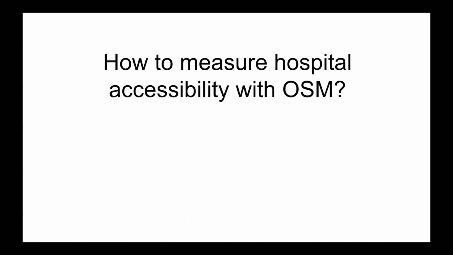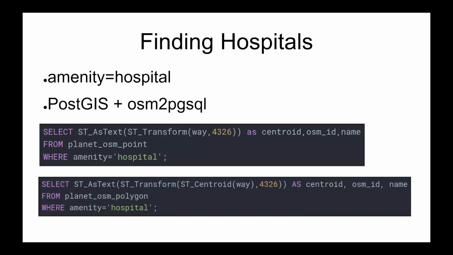So how can we measure hospital accessibility using OpenStreetMap? The first step is to find all the hospitals in our area. To do so, we can look at the tag amenity equals hospital. In order to prepare the data for querying, I downloaded an extract from Geofabrik and then imported it into PostGIS using the osm2pgsql utility. And then these two SQL queries were used to find all hospitals with the amenity equals hospital tag. The first one is for centroids, so if it's a node, and the second one is for ways, if it's a polygon, that calculates the centroid of the polygon.